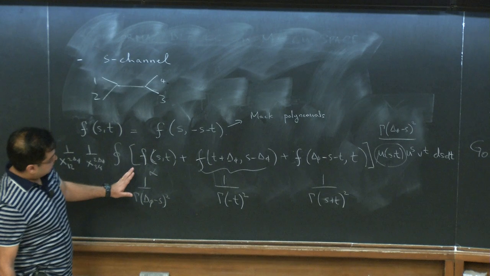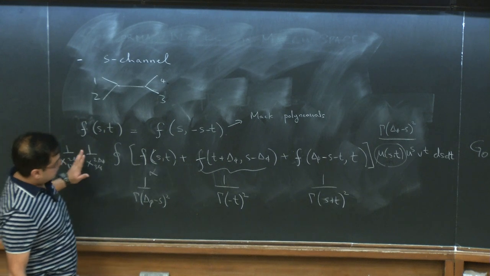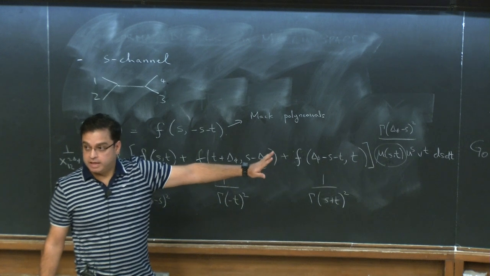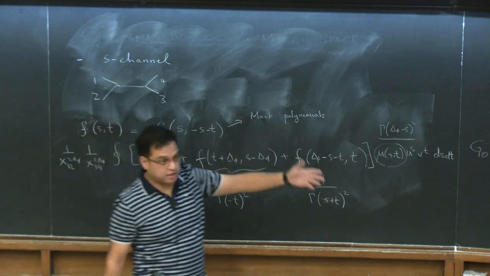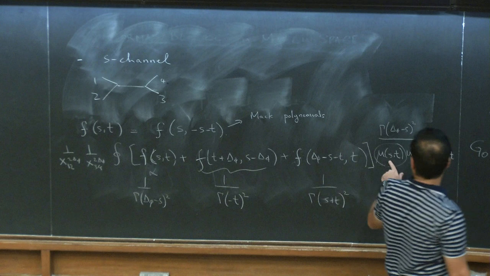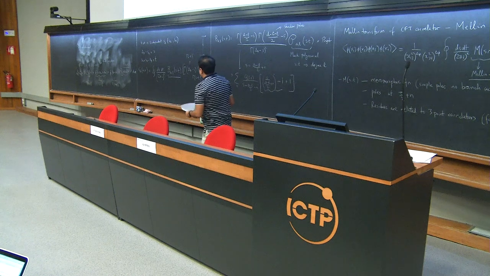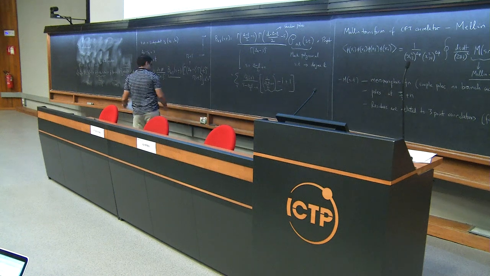So there is no way of getting a crossing symmetric expression which is free of any spurious, and I'll start calling them spurious poles, any spurious poles that come from this measure factor. Is that clear? They're spurious poles because you don't expect to see them in the operator product expansion. Okay? So you can do an explicit calculation.